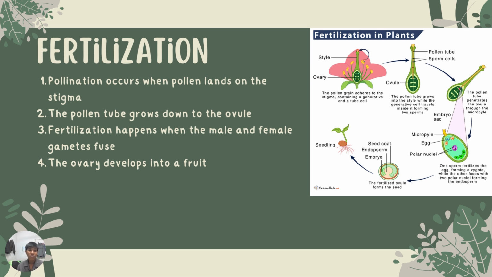Fertilization. Pollination occurs when pollen lands on the stigma. The pollen tube goes down to the ovule, and fertilization happens when the male and female gametes fuse. The ovary develops into a fruit.